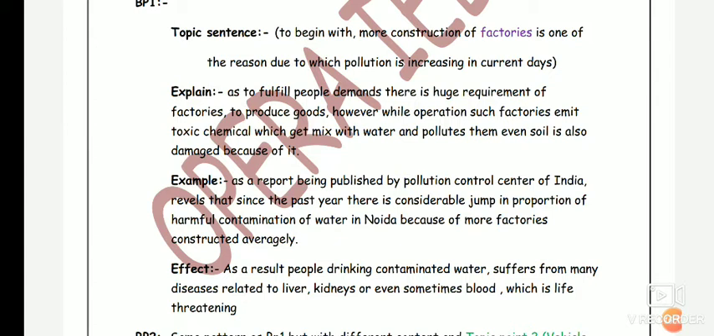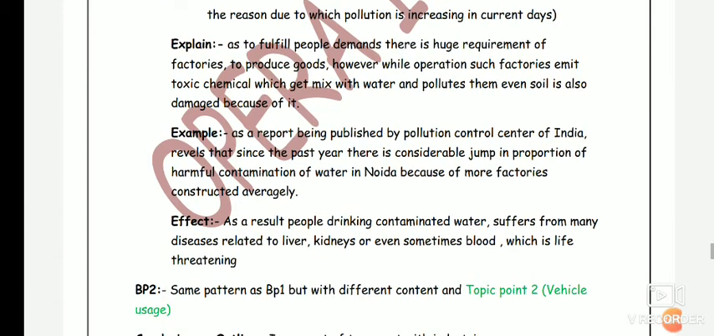So I have just explained a particular scenario of India, that in Noida city there are huge factories and they are causing the pollution. It has also been calculated by the Pollution Control Center. So it is an example which is optional. If you have a good explanation, you can just explain it in a proper way. If you have a shortage of explanation, then you can add an example.